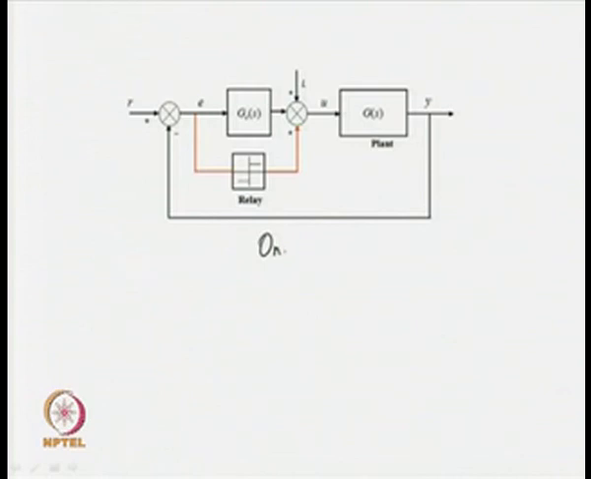Now, in the online identification scheme, we use a relay in parallel with a controller basically to improve upon the estimated parameters or to minimize the estimation error associated with the transfer function model of a plant.